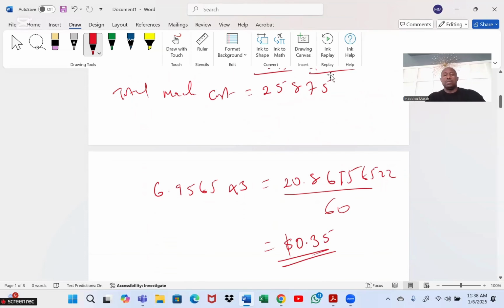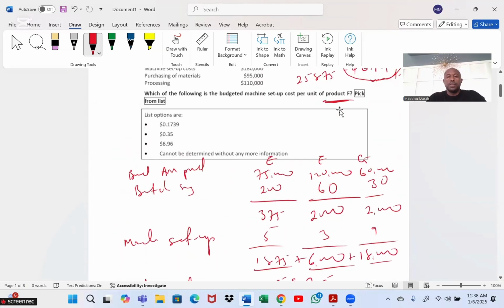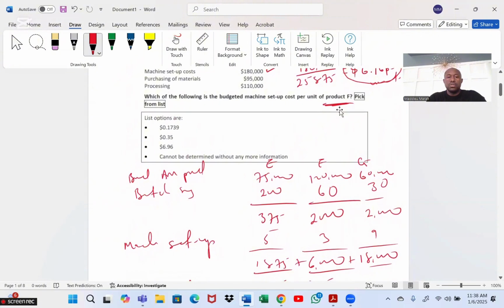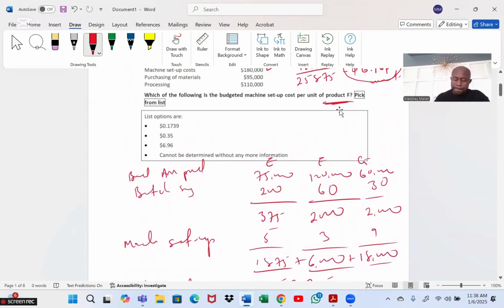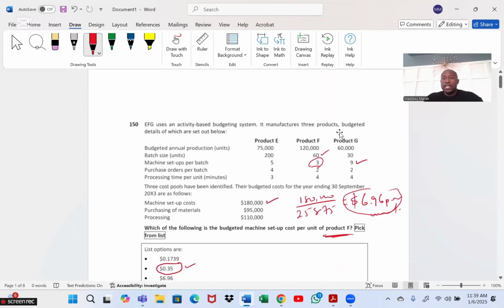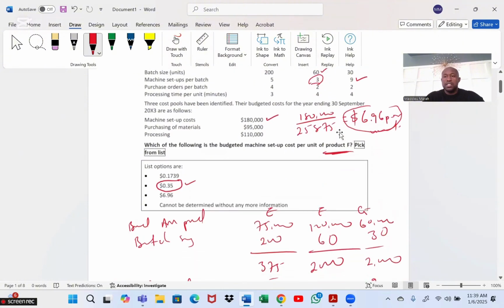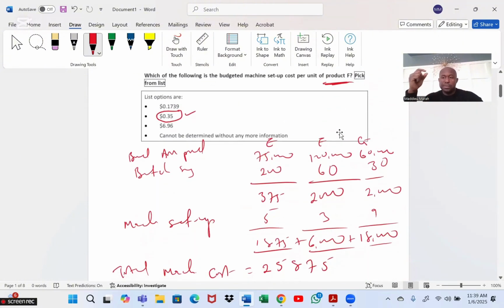So let's see the multiple choice question. 0.35. So our answer here is B. Okay, if you need more practice on this one, don't hesitate to contact me. If you have the concept of activity-based costing, then it will be easy for you.